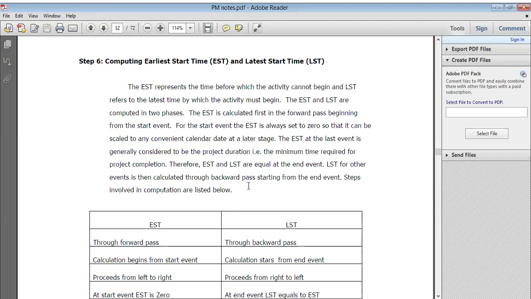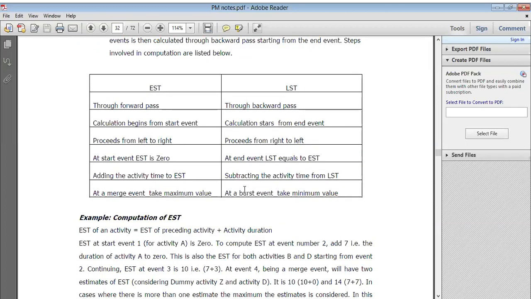So the earliest start time at the end event is generally considered to be the project duration, right? Whatever the duration is, it is the minimum time required for project completion. Therefore, earliest start time and latest start time are equal at the end event, and latest start time for other events is then calculated through a backward pass starting from the end event. Steps involved in computations are listed below, right? So earliest start time and latest start time are found through forward pass and backward pass. Calculations begin from the start event, and for latest time calculations start from the end event. So here we proceed from left to right, and there from right to left. It is the difference between earliest start time and latest start time, so you should know about that difference.